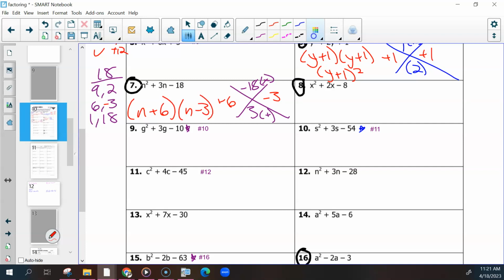Here's where the order matters a little bit. You can still put n minus 3 and plus 6, that order doesn't matter, but I can't put n minus 6 and plus 3 because then it wouldn't work. Right? Questions on that one?